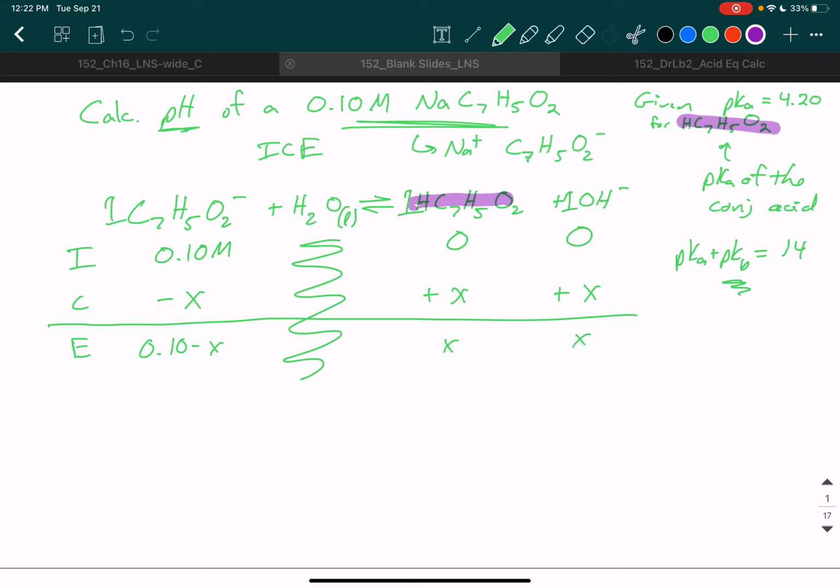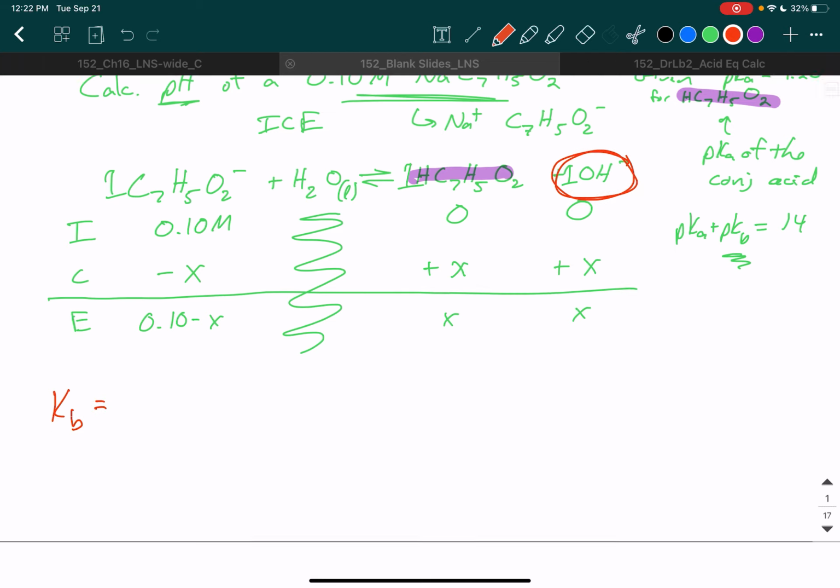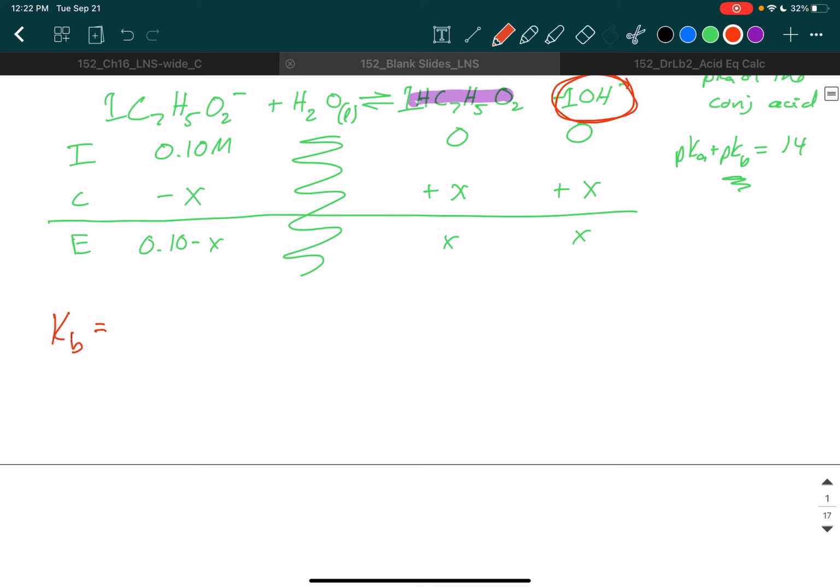Now, since I'm talking about hydroxide in there, it's kind of subtle here, but it's Kb technically. But it's the same form. It is the concentration of that conjugate acid, C7H5O2, times the concentration of hydroxide over the concentration of the base. Like that.